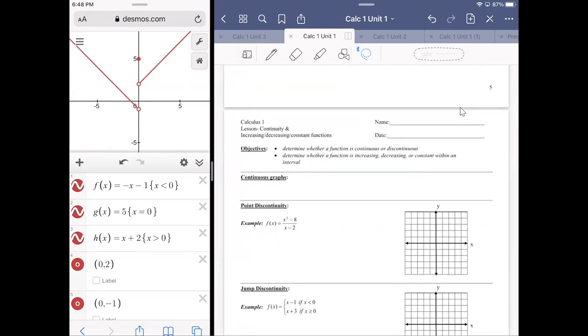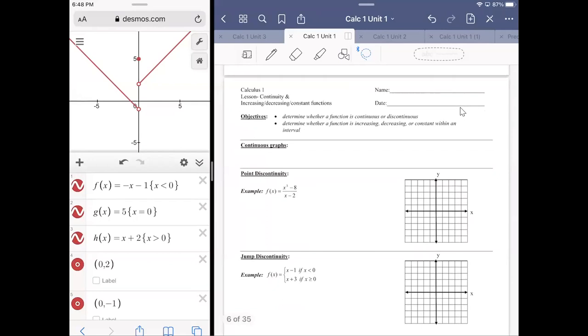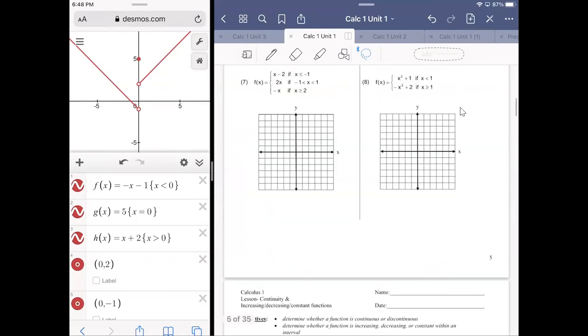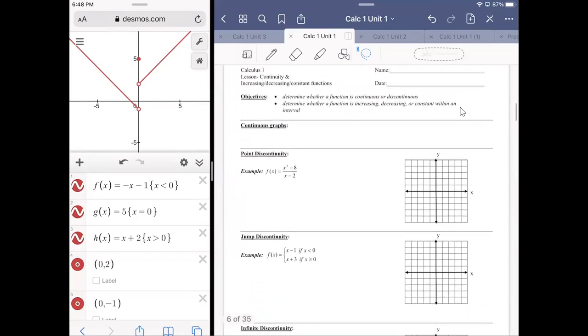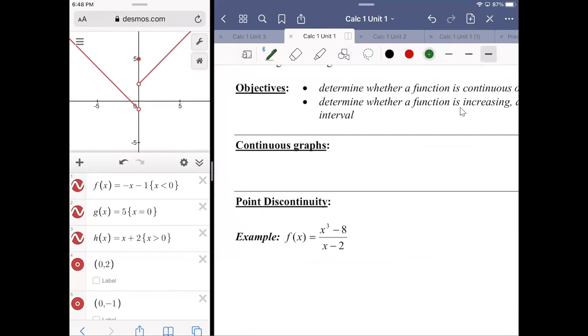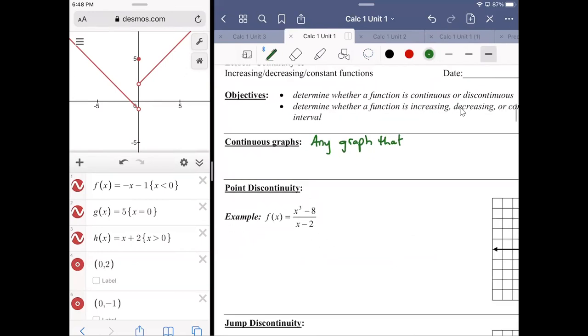All right. So on page 6, and like I said, I'll make the whole answer key available later. So you'll have answers to all these problems too. On page 6, we talk about continuity, increasing, decreasing, and constant functions. But in order to really talk about continuity, we're going to talk about discontinuities. All right. So a continuous graph is any graph that does not contain a discontinuity.